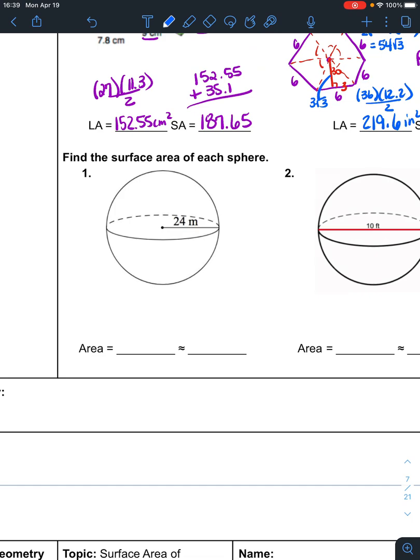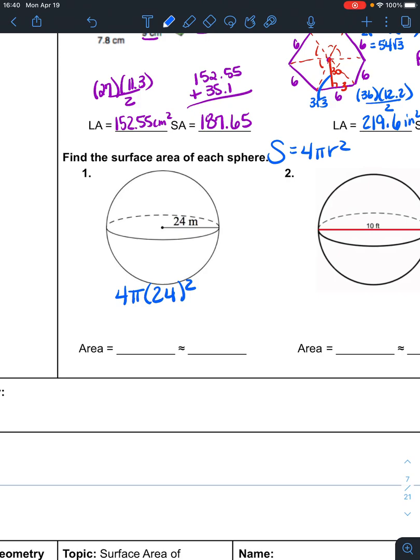And then the last formula we're going to look at is the surface area of the sphere. There's only one surface on the sphere, there's not a lateral area and a surface area, there's just one surface. So the formula for the surface area of a sphere, if you look at your formula chart, it says S is equal to 4 pi r squared. So it's basically 4 circles. So to find the area then, we would do 4 pi r squared.